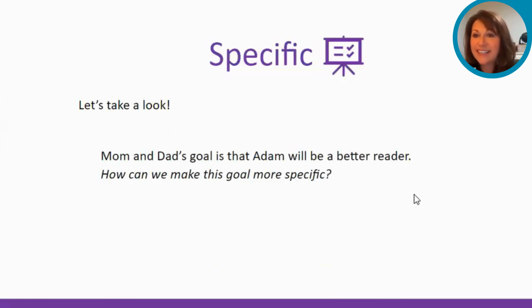So we're going to take a look at a goal. We do try to be a little bit interactive in this one. Mom and dad's goal is that Adam will be a better reader. Thinking about how we can make this goal more specific, that's pretty general.